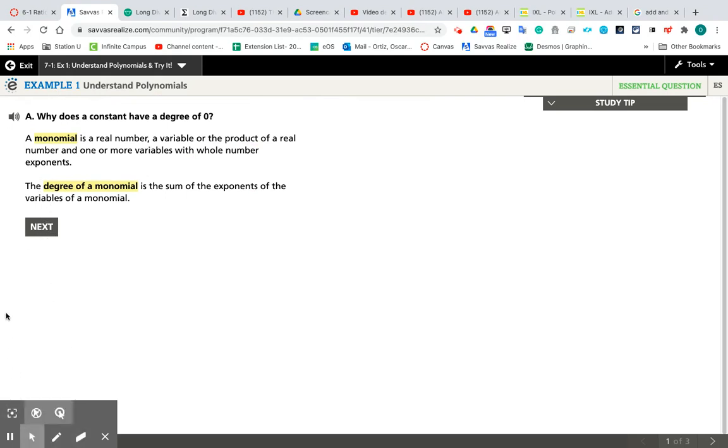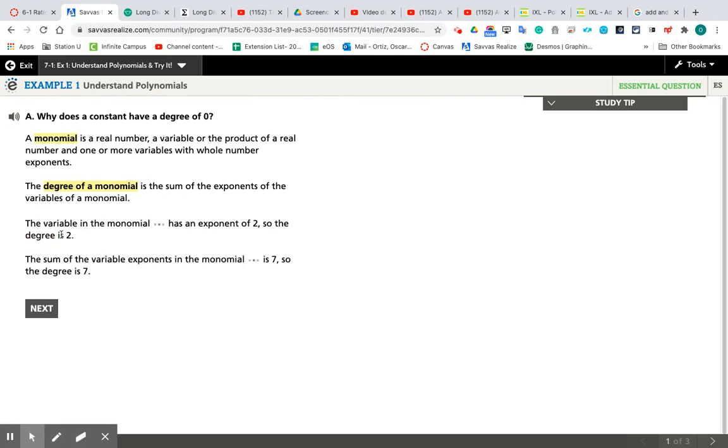the next part is. Okay, so let's continue here. So the variable in the monomial 15x to the second power has an exponent of 2, and that is the degree. The degree of this monomial is 2. So here you don't have to add because there is only one exponent. But what if you had more than one variable? Then you will add those two numbers in red, 5 plus 2 to get 7. You would say degree is 7.